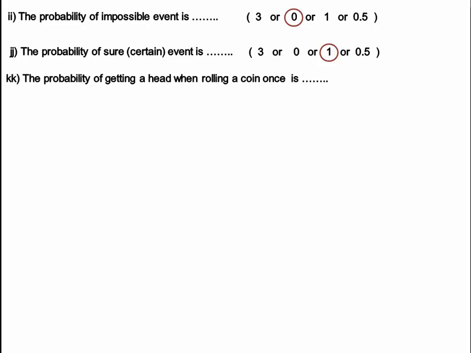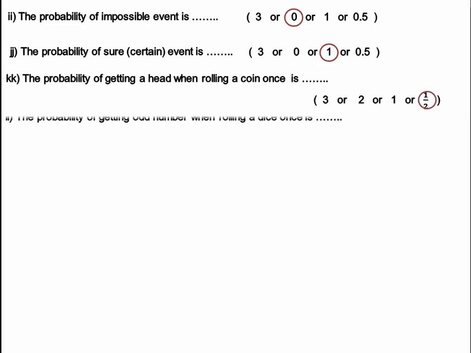The probability of getting a head when tossing a coin once. We know, how many faces are in the coin? We have 2 faces. If I want to get a head, the probability will be 1 over 2. The probability of a tail is also 1 over 2.